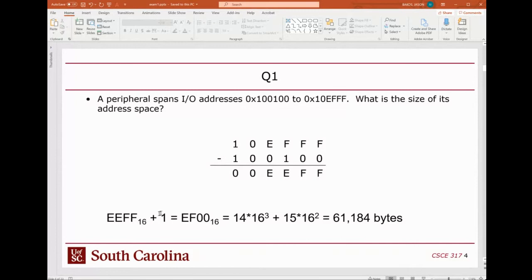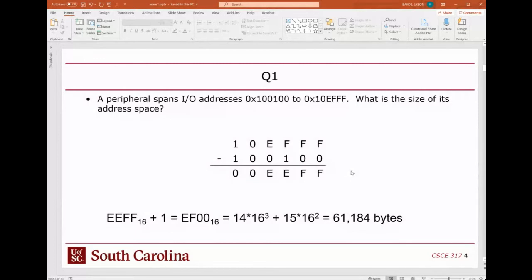And then you need to add 1 to that because we're including the first and the last address in the address space. So EEFF in base 16 plus 1 is EF00. Now the problem is that you have to then convert this from base 16 to base 10, because all of the answers were in base 10. I usually just use the calculator app in Windows, or I think Linux has the same thing, or at least in Ubuntu.